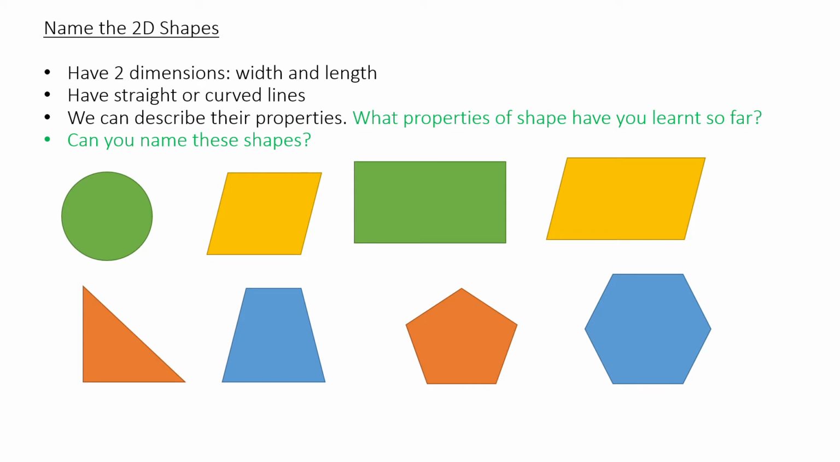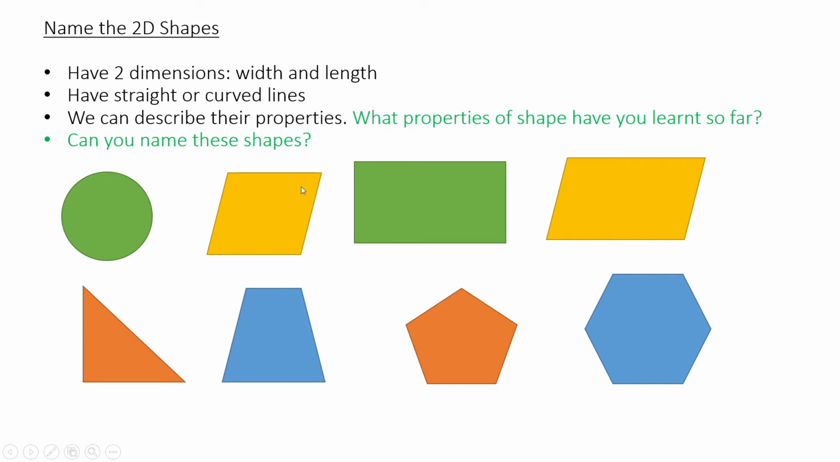So let's see if you can name these two-dimensional shapes. Let's have a look. Yeah, so we have a circle with a curved line. Okay, these shapes have either straight or curved lines, or some shapes have a combination of both. So now I am describing the properties of some of these shapes. So this one has a curved line, it's a circle.